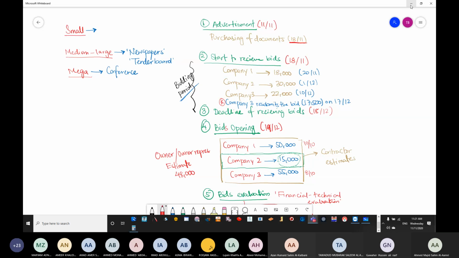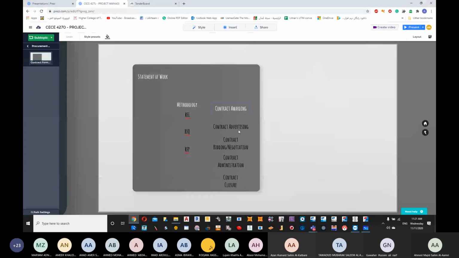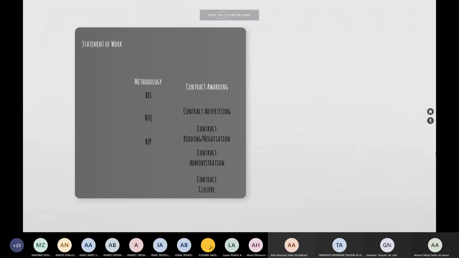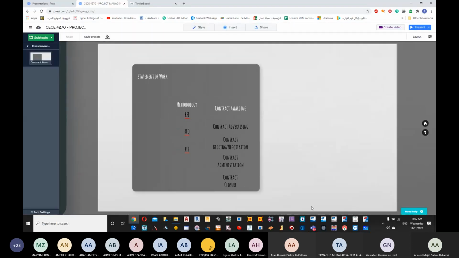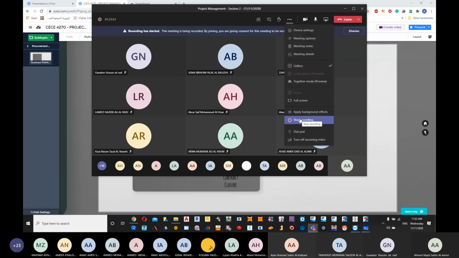Before you go, or even if you went already, just to show you the things that we are talking about. These are the things that we have talked about: advertising, contract bidding or negotiation, and then contract administration. The last thing is contract closure, which we'll talk about in the upcoming class. No further questions? No further questions?